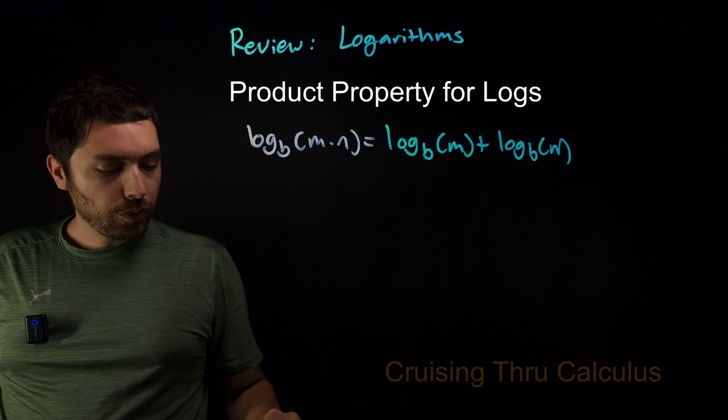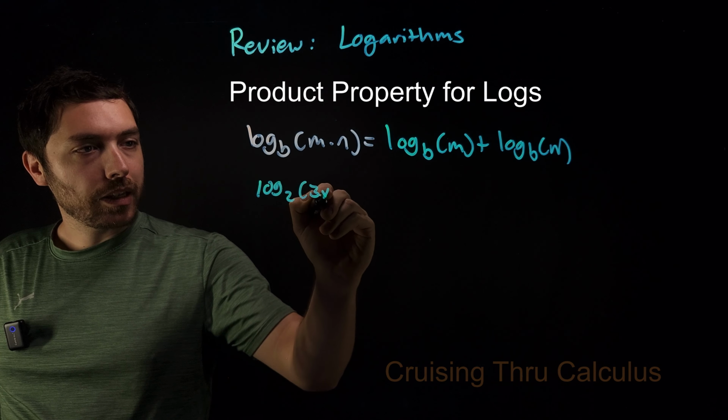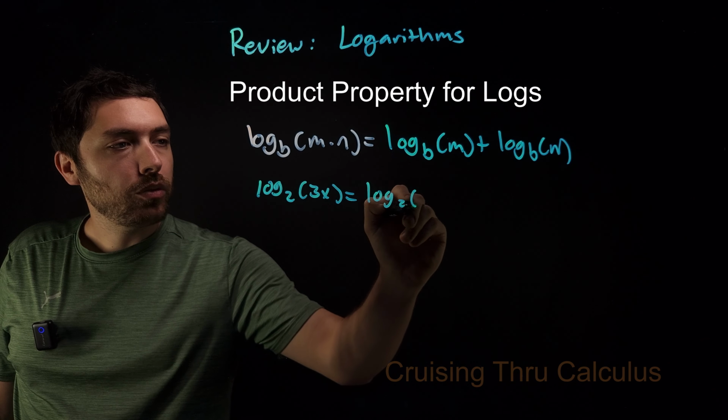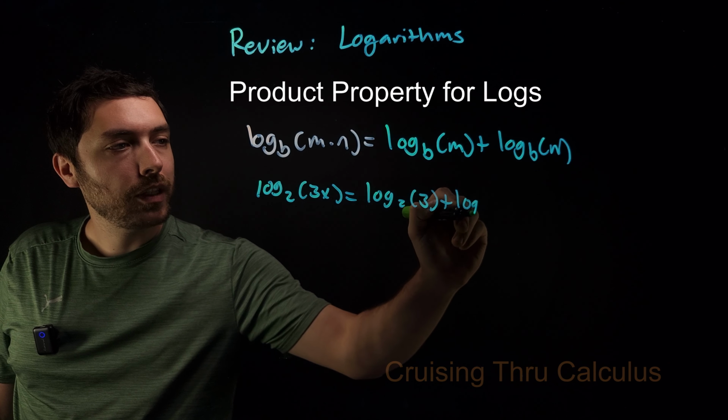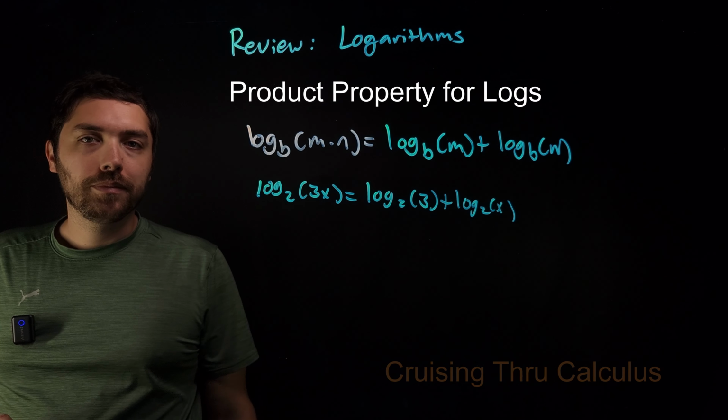So let's take a look at a quick example here. Let's say that we have the log base 2 of 3x. Well, using this formula up here, I can break this up into the log base 2 of 3 plus the log base 2 of x, since we're multiplying the 3 and x together.